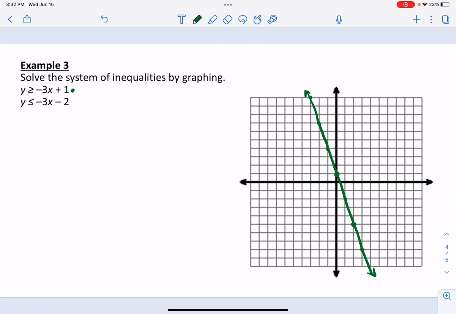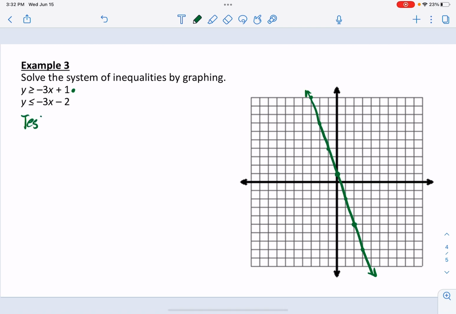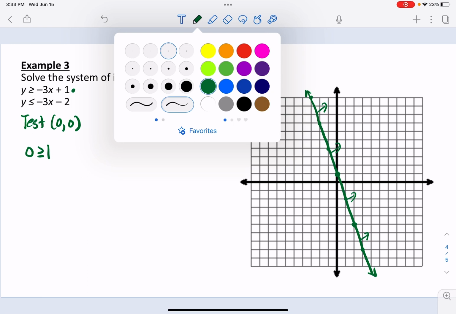Okay, so I'm going to test 0, 0. 0 greater than or equal to, if I plug in 0 there, that term goes away. 0 is not greater than 1, so I would be shading this way. Let's do another color. What fun color do I want to use? I'll make sure they don't clash. We'll do blue.